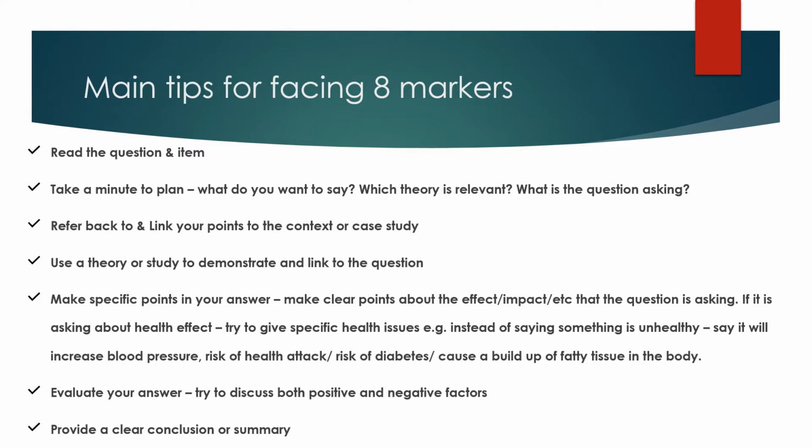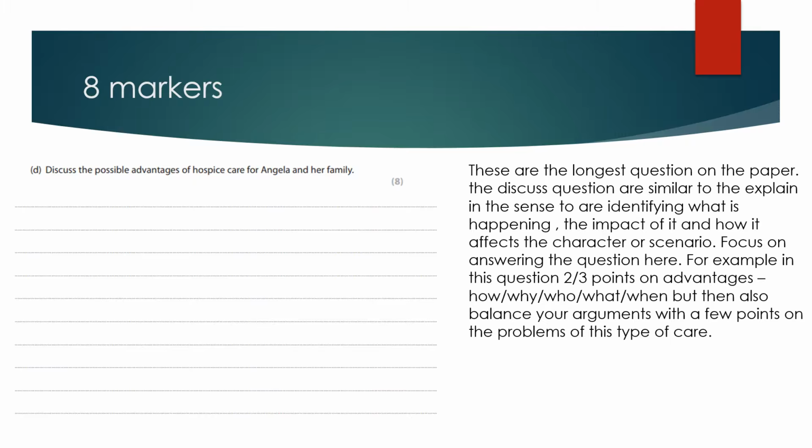And sometimes you might want to provide a conclusion to sum it up, but again, with 8 markers, not really an essential thing to include. So let's take a look at this 8 marker here. So you can see this question says, discuss the possible advantages of hospice care for Angela and her family. Now these longer questions, they come at the end of each section. You've been writing about Angela, if this was the question or the context, for the first 2, 4 and 6 marker. So now you're just continuing your discussion of her care.